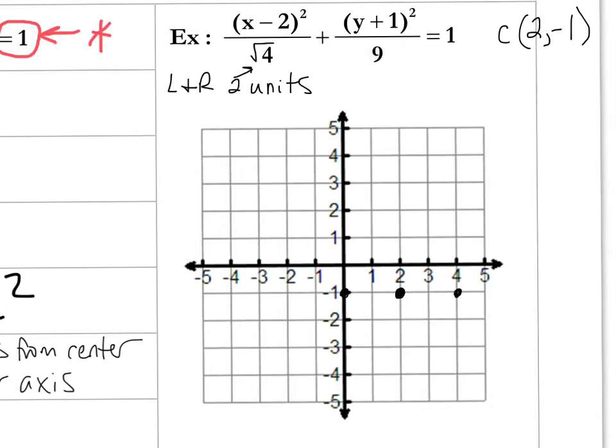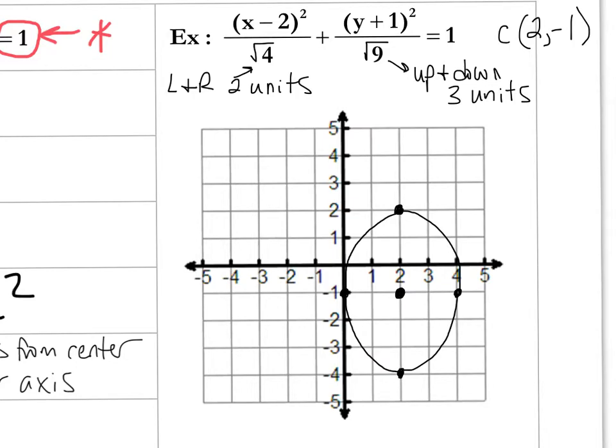Okay, so same kind of thing with the 9. I'm going to square root that. And since that's with the y value, I'm going to go up and down 3 units, thus forming the elliptical shape. So it's not a perfect circle because you're not going up and down and left and right the same distance. So you can see that now it looks like an ellipse. So I'm just going to carefully try and curve my sides here. Not really sides, not really edges, parts of the ellipse. There we go. Okay, so that's how to graph an ellipse.